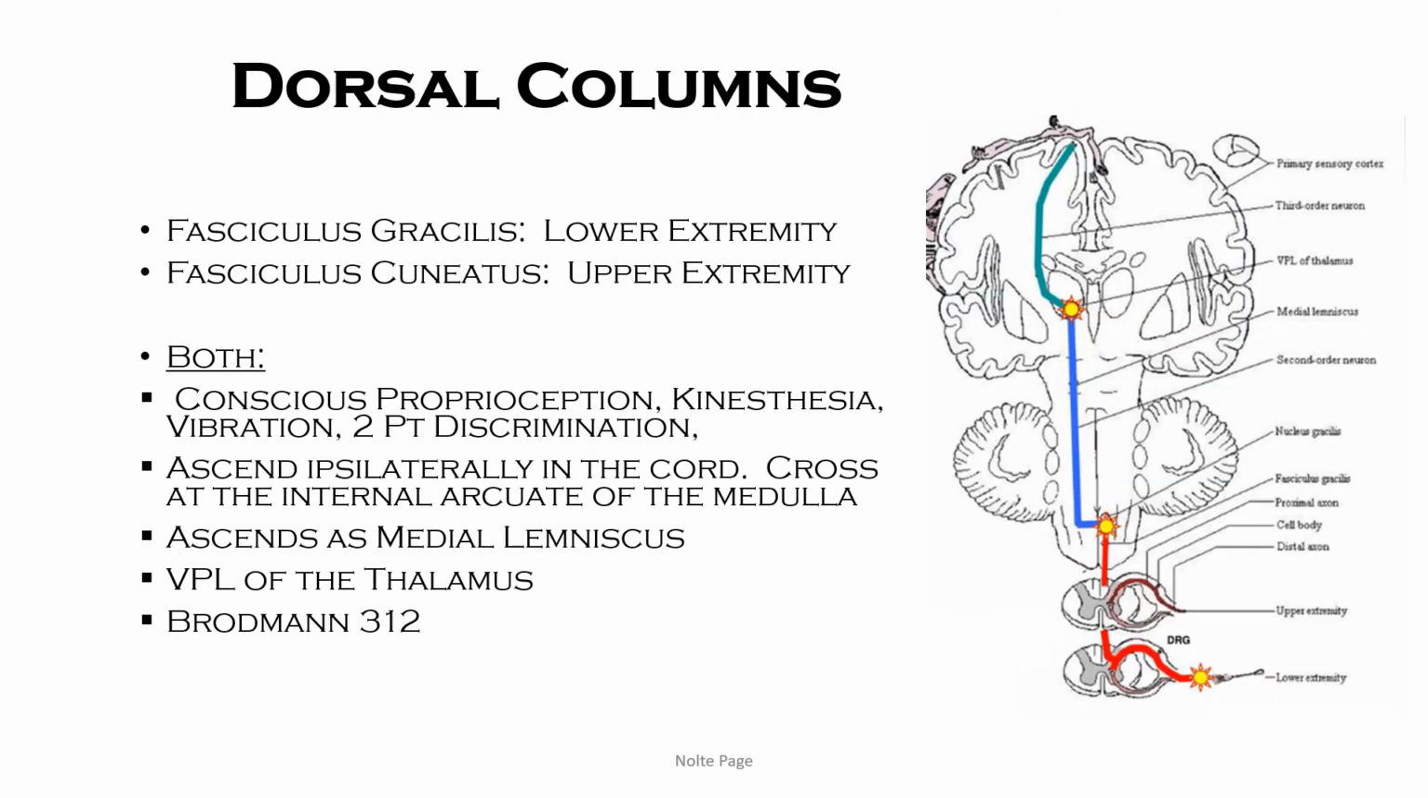Here's our dorsal column. So fasciculus gracilis, think of the muscle gracilis, that's lower extremity. Fasciculus cuneatus, upper extremity. Both are going to be for conscious proprioception, kinesthesia, vibration, and 2-point discrimination. Ascends on the same side in the cord, crosses at the internal arcuate of the medulla, ascends via the medial lemniscus, so does spinal thalamic, but most of the time we associate it with dorsal columns, the DCML. And then synapses there at the VPL of the thalamus and up into Brodmann's 3, 1, 2, and think about homunculus man and where exactly it's going. So that bottom half there, those last 3 components, same thing as spinal thalamic.